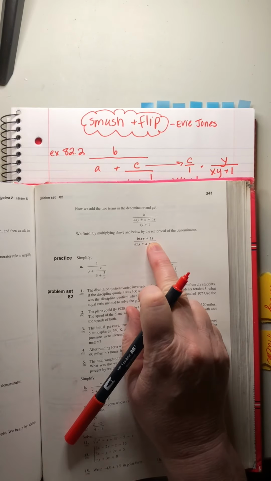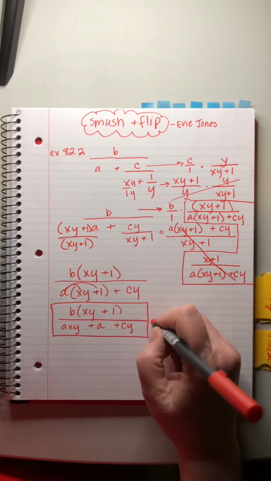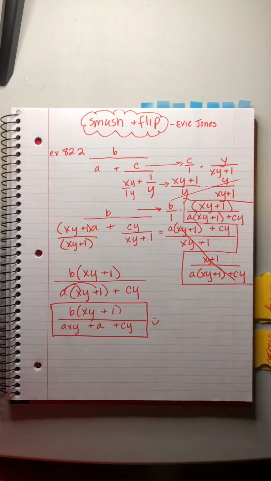B times the quantity xy plus 1. Yeah, we knew that. Axy plus a plus cy. Yay! Happiness reigns in the world of John Saxon. Well, no, actually in the world of us.